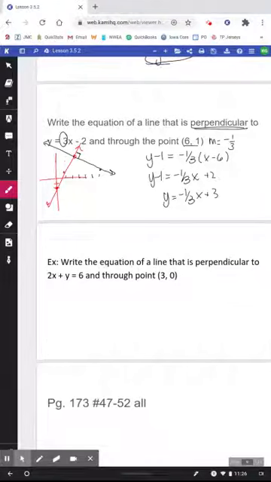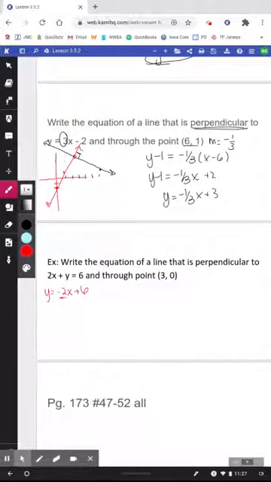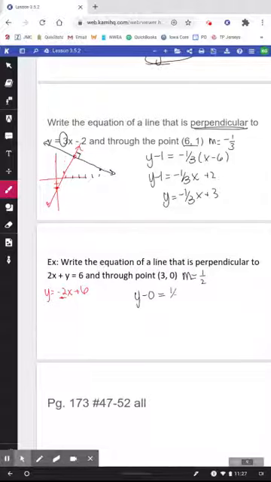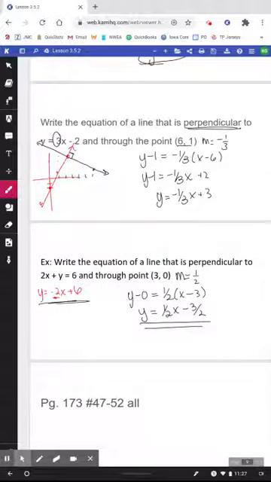Write the equation of a line that is perpendicular to this first equation, which is not in y equals. So I'm going to subtract 2x to both sides. So my slope on this line is actually negative 2. So my slope for a perpendicular line is going to be positive half. So y minus 0 equals positive half, parenthesis x minus 3. Y minus 0 just becomes y. And when I distribute, I get 1/2 x minus 3/2. So this line and this line are perpendicular.